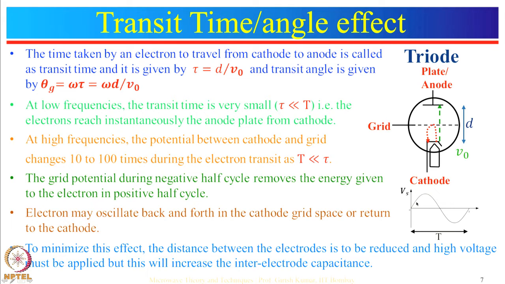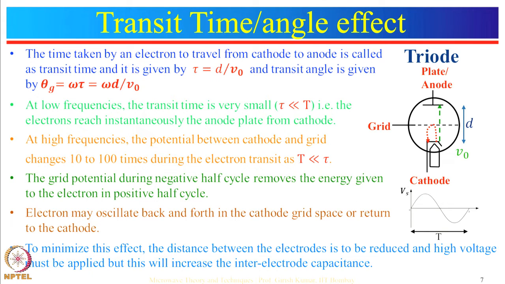Now, let us say this is the input voltage given to this device, where capital T is the time period of the input signal. Now, before analyzing the effect of frequency, let us see what happens if the input voltage of this device changes. For positive voltages, the electrons will get potential energy to move from cathode to anode, but as the voltage changes from positive to negative, the electrons will be attracted towards the cathode. So, now let us see what happens if frequency changes.